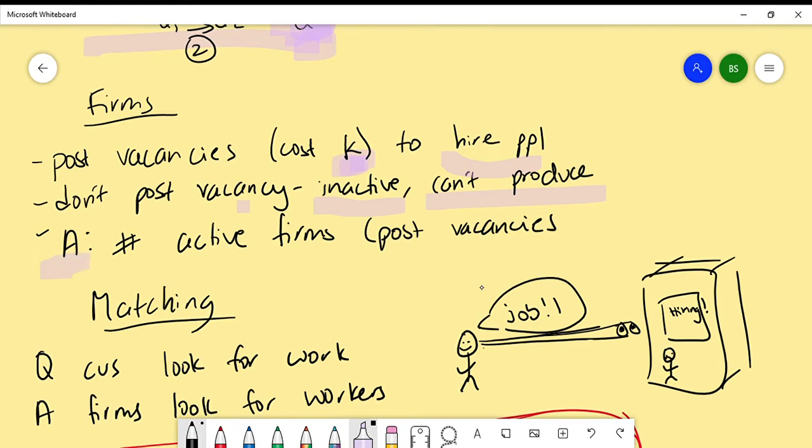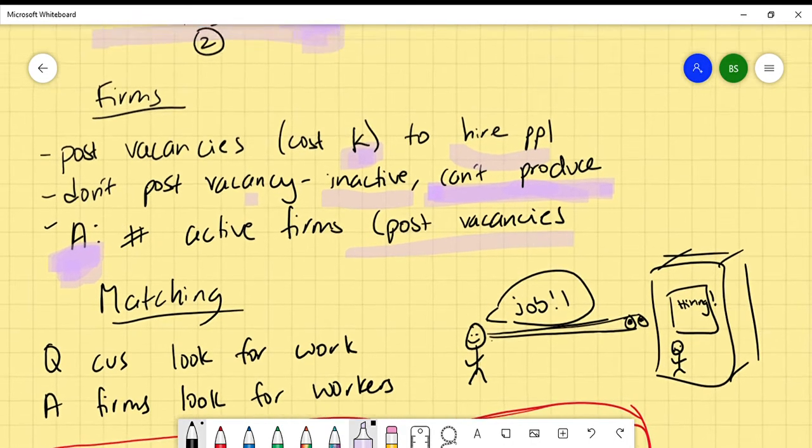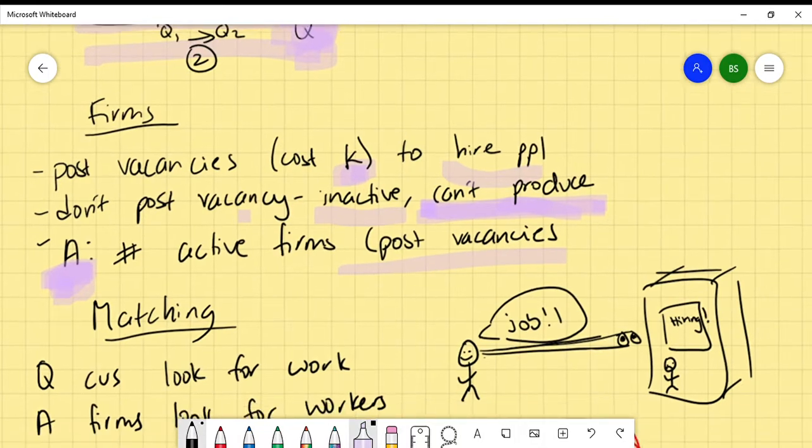The number of active firms, the number of firms that post vacancies, is denoted by the letter A. Since firms that don't post vacancies can't produce, A is basically all the firms there are, or else they'd be dead. So we have two letters so far. Q is the number of people in the labor force, and A is the number of firms that are looking for people.